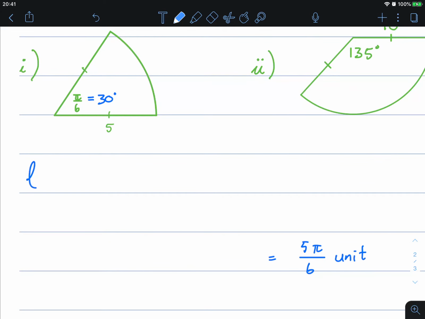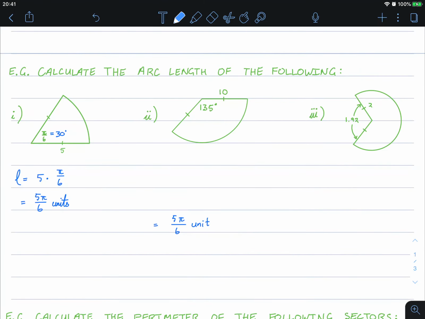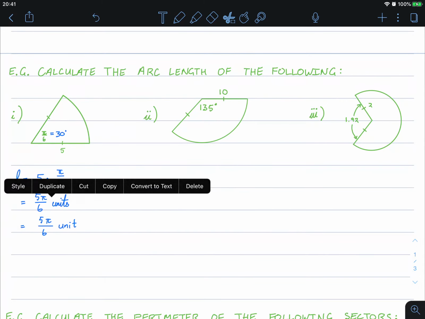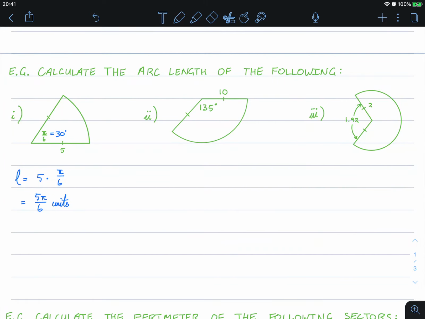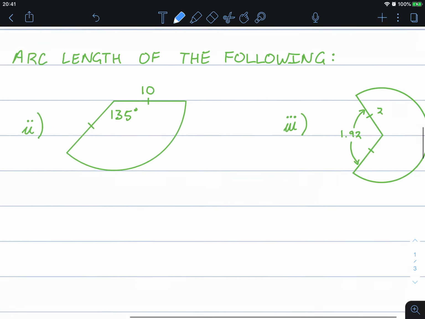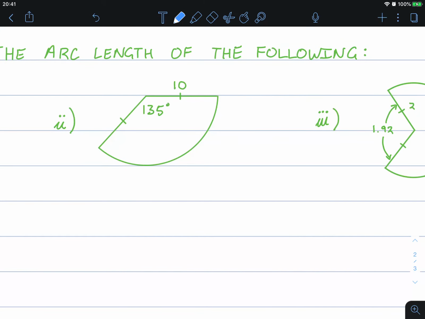So the arc length, L, is given as r theta, which is 5 times pi on 6. And would you take a look? It's going to be 5 pi on 6 units, which is the exact same that we got in the previous example. Let's delete that one, not necessary. Now we could do this in degrees, but let's practice this using radians.